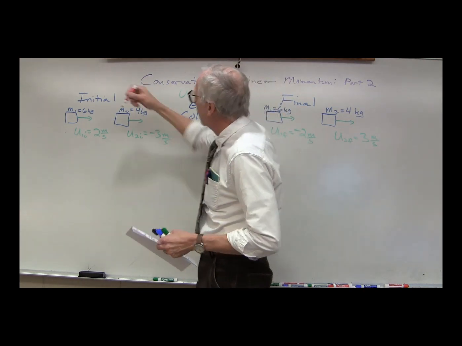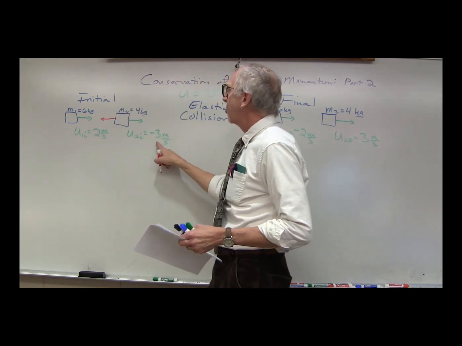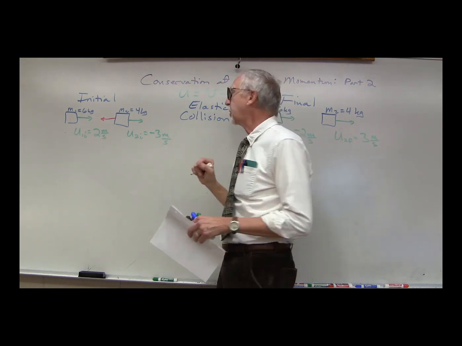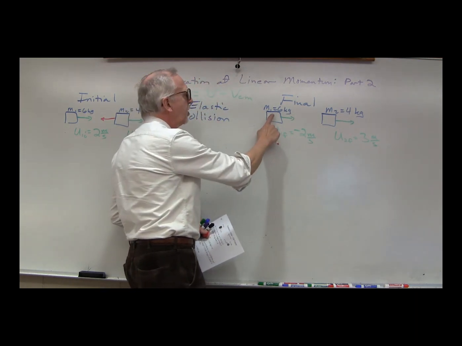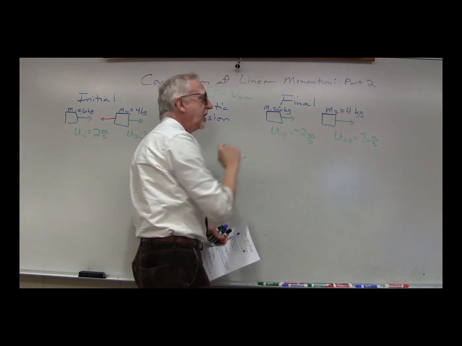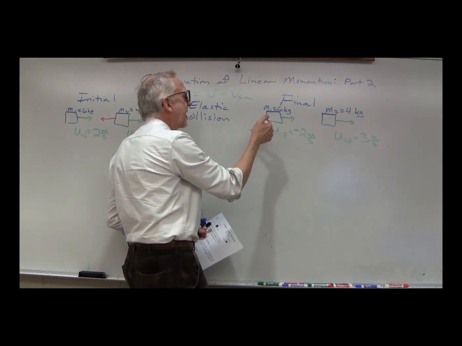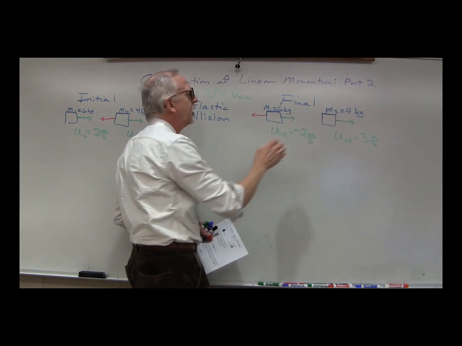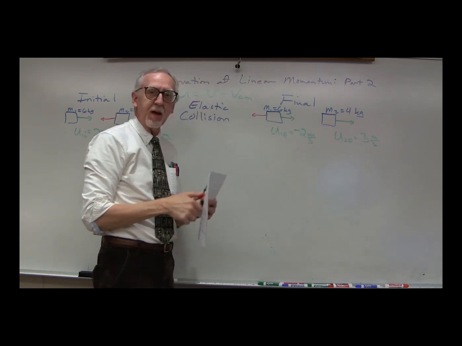Well, that means that M2 is moving to the left at 3 meters per second. In other words, U is negative 3 meters per second. That's the initial situation. And then in the final situation, we've got M1 with U equal to negative 2 meters per second. So what does that mean? That actually means that M1 is now moving to the left at 2 meters per second. And then M2 has U2 of 3 meters per second.